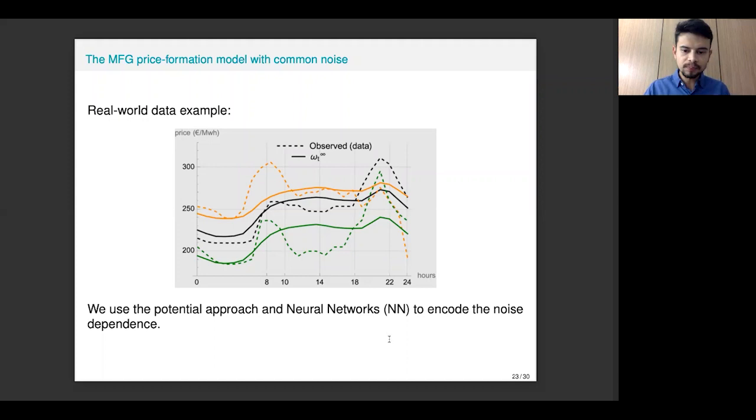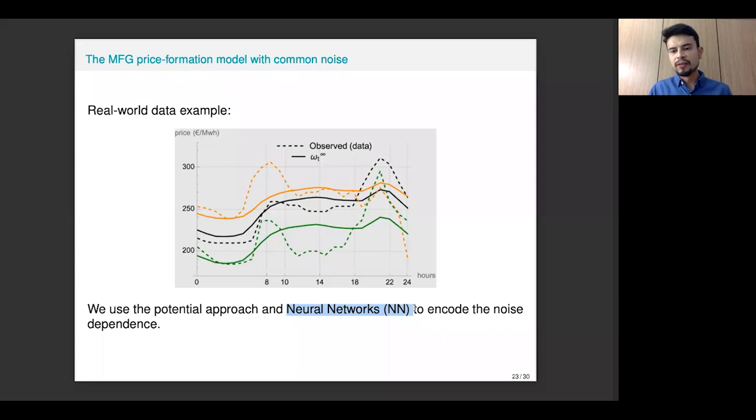What we want to do now is to encode this variational problem that I showed you before for the stochastic case using neural networks, because this plot you obtain is only for the linear quadratic case for which we can recover explicit solutions. But if you go outside of the linear quadratic case, then we have no way to represent the solutions of this mean field game with common noise. So we plan to use the potential approach and neural networks. Neural networks is going to replace this standard toolbox we use to solve finite dimensional convex optimization problems.